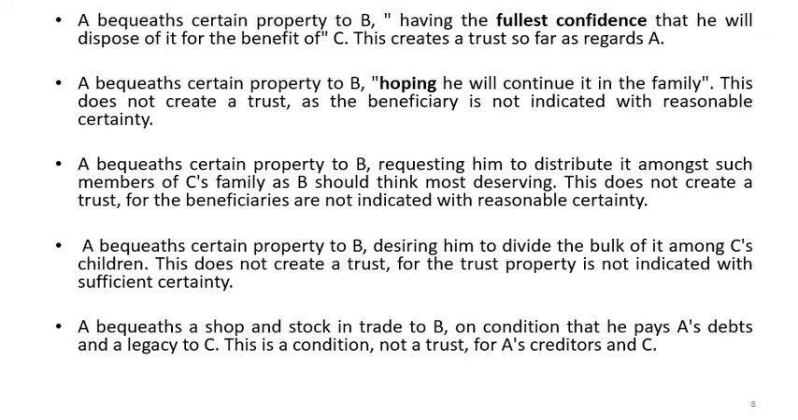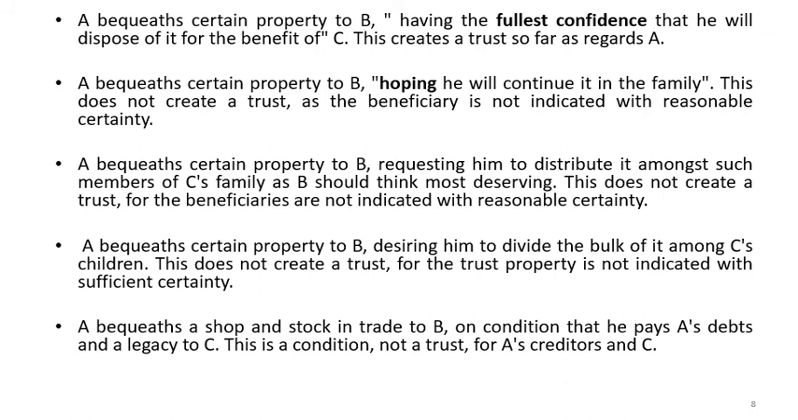Because certain property, when you see this illustration, is clearly specified. These are the properties, 1, 2, 3. Those are the properties given to B, bequeathed to B, having fullest confidence that he will dispose of it for the benefit of C, who is the beneficiary. That's the thing here. C is the beneficiary.